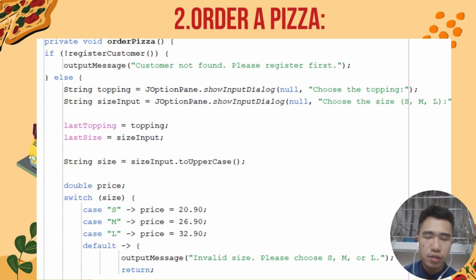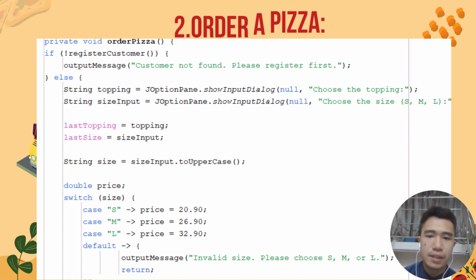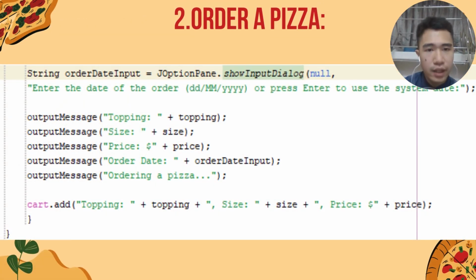So we have used the switch list to include the price of the pizza with the size of the pizza. We also use the last topping and the last size inside of this ordering pizza option because this data needs to be passed down to the coming options. After done with the topping and the size of the pizza, the system will require the date of order to be input.